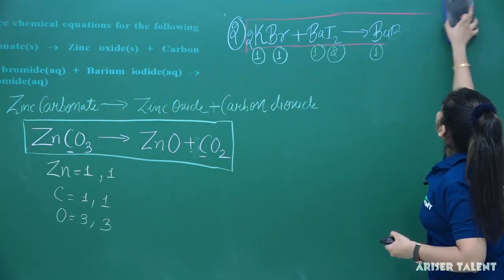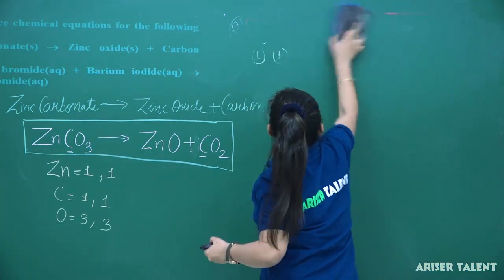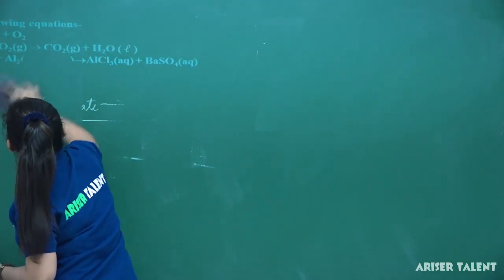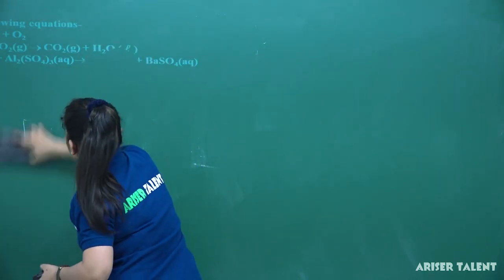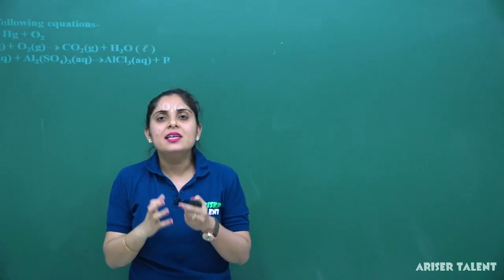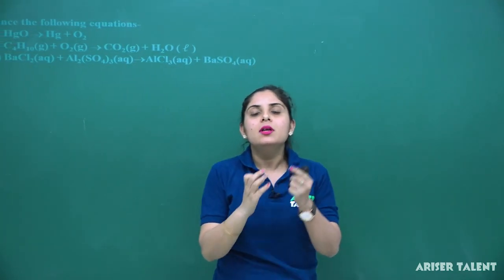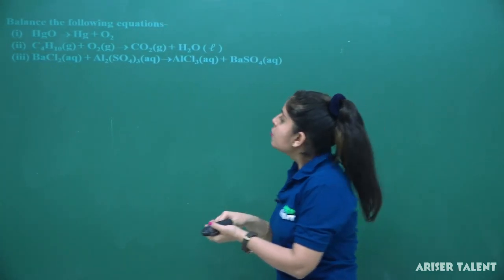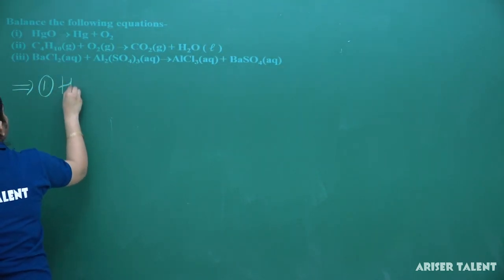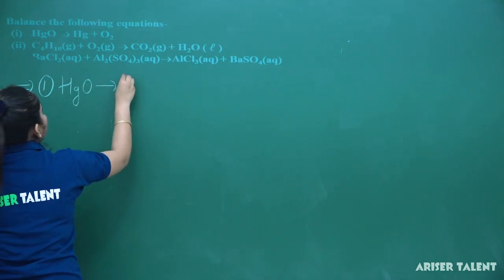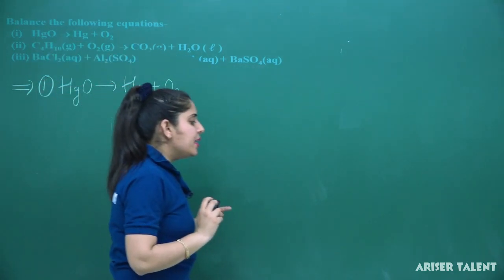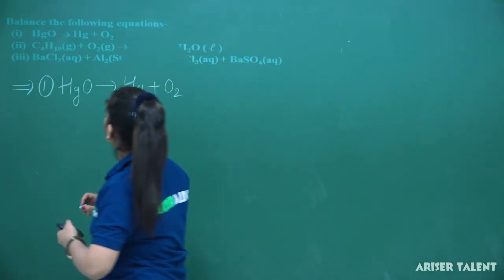Now coming to our next question. We have to balance the following equations. We have discussed a lot of questions about balancing. It means balancing is important from both exam points of view, board as well as competitive exam. So we are balancing the given equations. Our equation number 1 is HgO gives Hg plus O2.